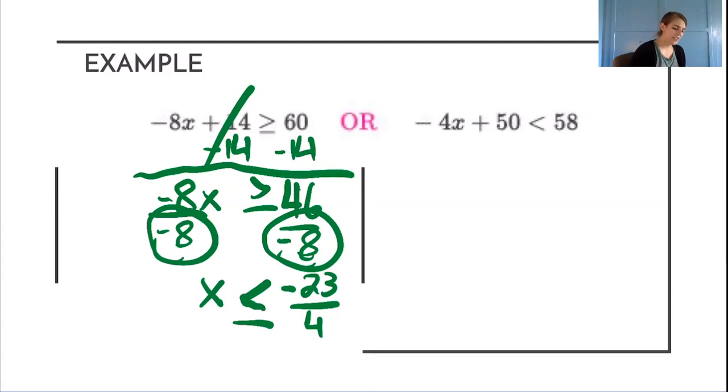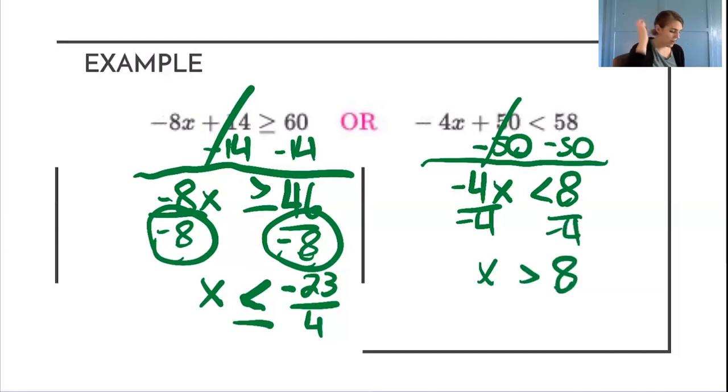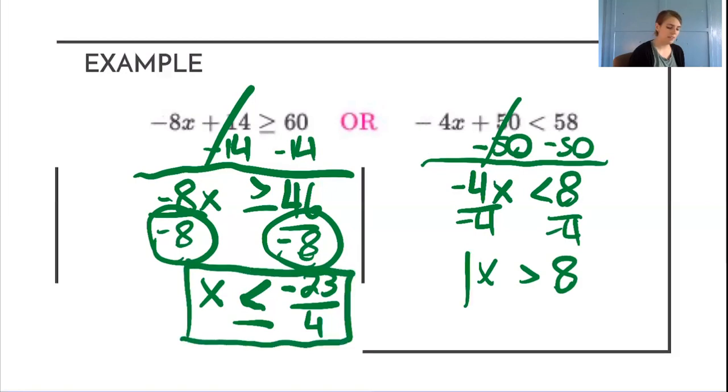Now looking at the other statement. I'm going to start by subtracting 50. This gives me negative 4x is less than 8. I'm dividing by a negative again, so my sign flips, and I get x is greater than negative 2. Since it's an or, these two statements are gonna stay separate.